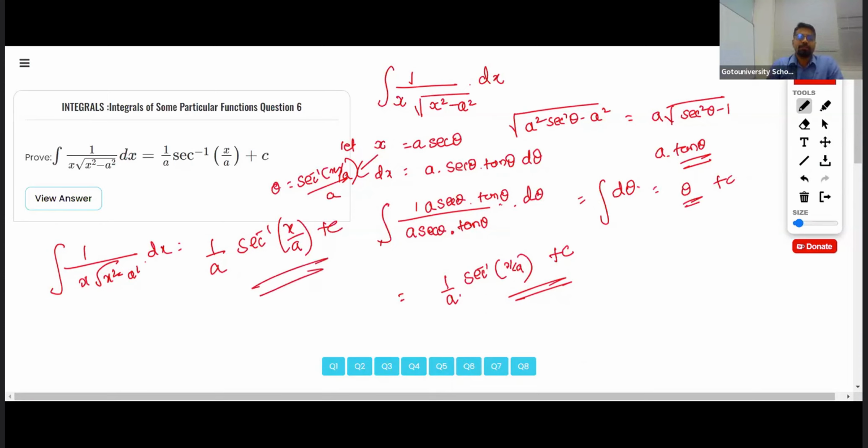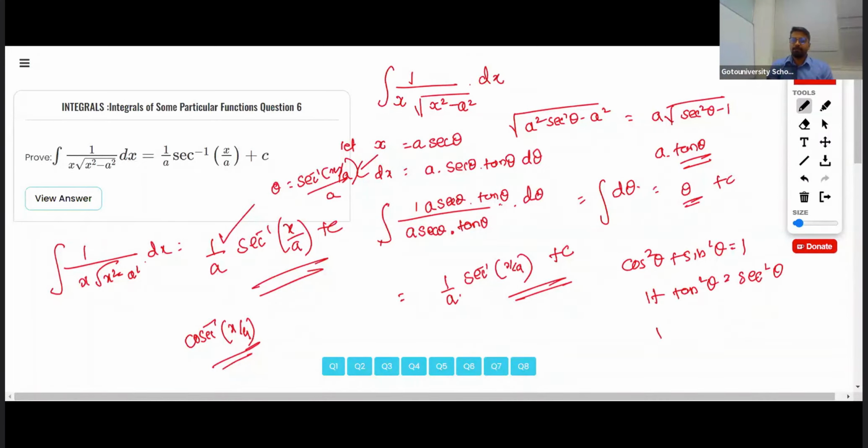Similarly, you can think about cosecant inverse as well, but cosecant inverse we avoid; we try to write in terms of secant only. And this is coming from where? This is coming from three basic trigonometric identities: cos square theta plus sin square theta is equal to 1, 1 plus tan square theta is equal to secant square theta, and 1 plus cot square theta is equal to cosecant square theta. These are the three basic identities. From there only I'm getting all this. And how I can think like this is very important.